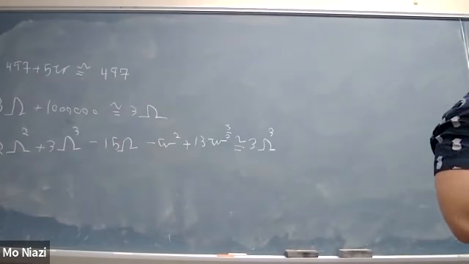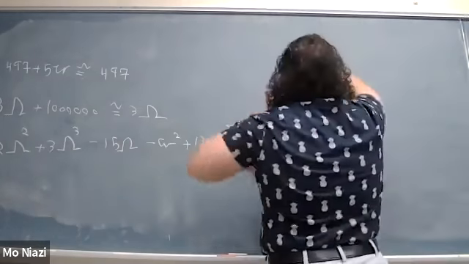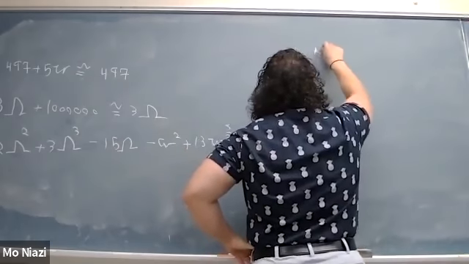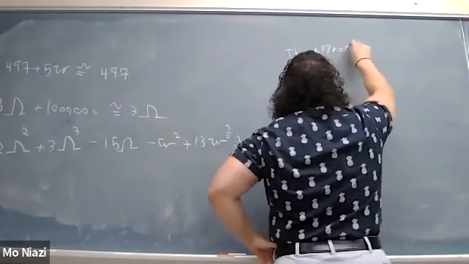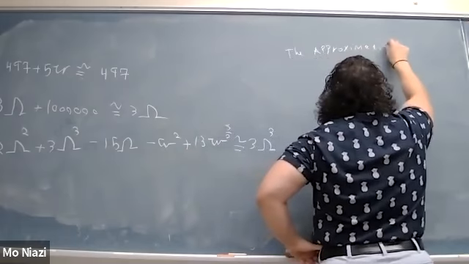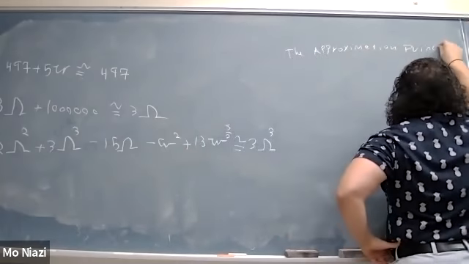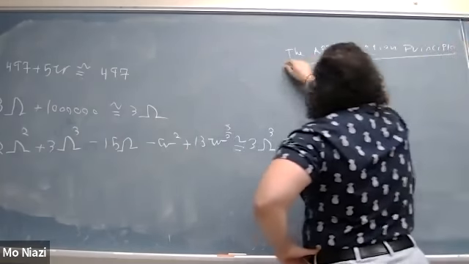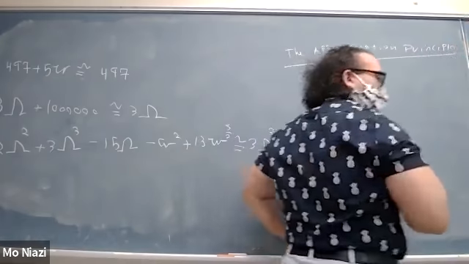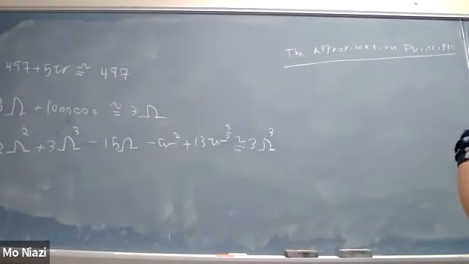So let's talk about the approximation principle. This says that if the result of an approximation is 0, the approximation was performed incorrectly.